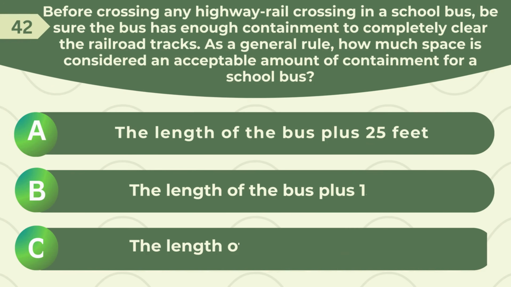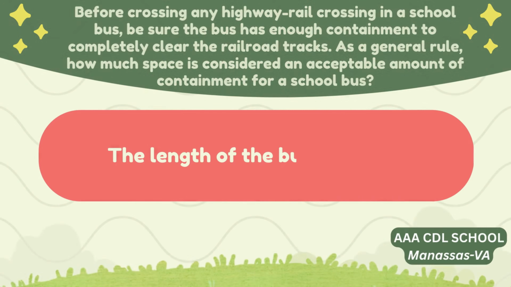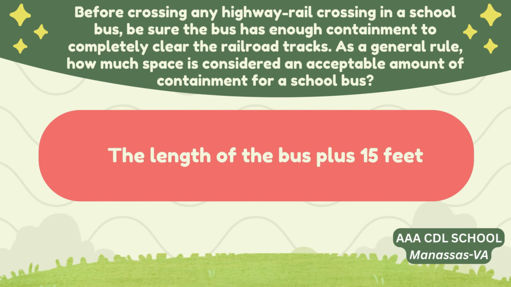Before crossing any highway rail crossing in a school bus, be sure the bus has enough clearance to completely clear the railroad tracks. As a general rule, how much space is considered an acceptable amount for a school bus? A. The length of the bus plus 25 feet. B. The length of the bus plus 15 feet. C. The length of the bus plus 10 feet. Correct answer: the length of the bus plus 15 feet.